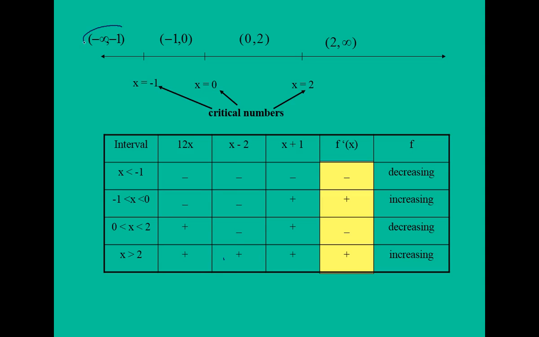You can see here's the interval from negative infinity to negative 1, which is this interval here. X is less than negative 1. And then it's just like we did, we're determining if we plug in a number on that interval into our factors, we're then looking at is the derivative positive or negative. And then we make our conclusion. If it's negative, we say it's decreasing.